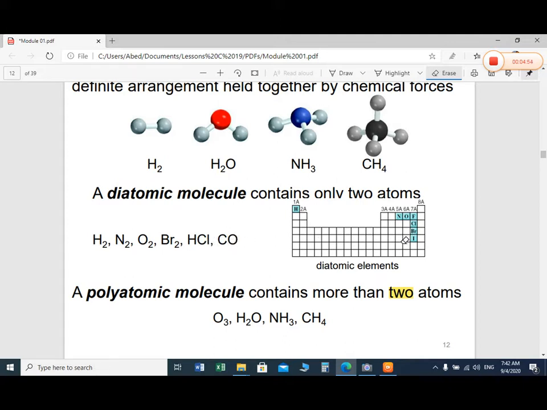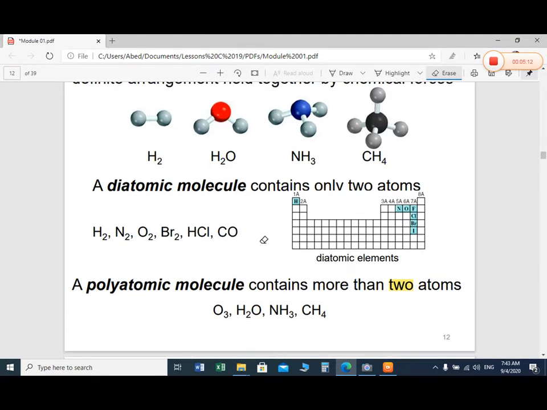But in the periodic table, you can see only 7 elements as diatomic elements. These are shown in the blue color: hydrogen, nitrogen, oxygen, fluorine, chlorine, bromine and iodine. These are examples of diatomic elements, but these are compounds: hydrochloric acid and carbon monoxide.